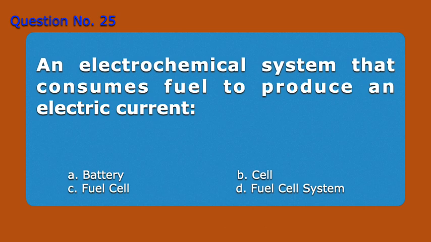Question number 25. An electrochemical system that consumes fuel to produce an electric current. A. Battery. B. Cell. C. Fuel cell. D. Fuel cell system. Answer: C. Fuel cell.